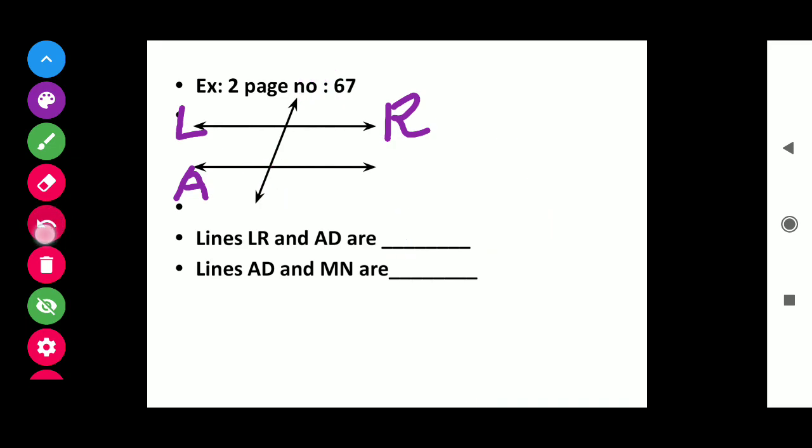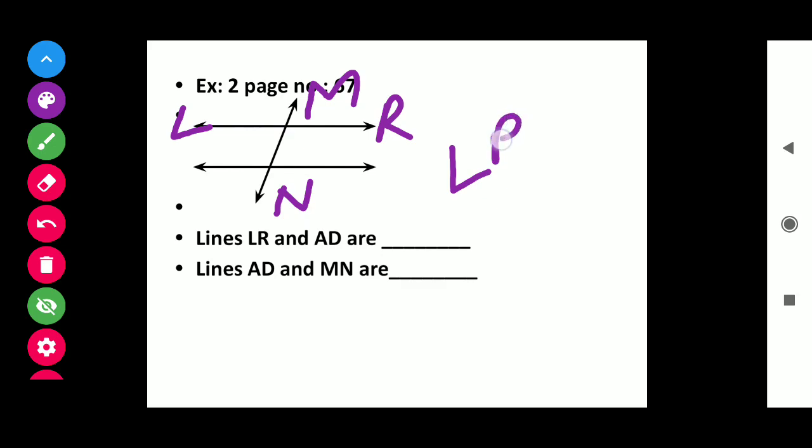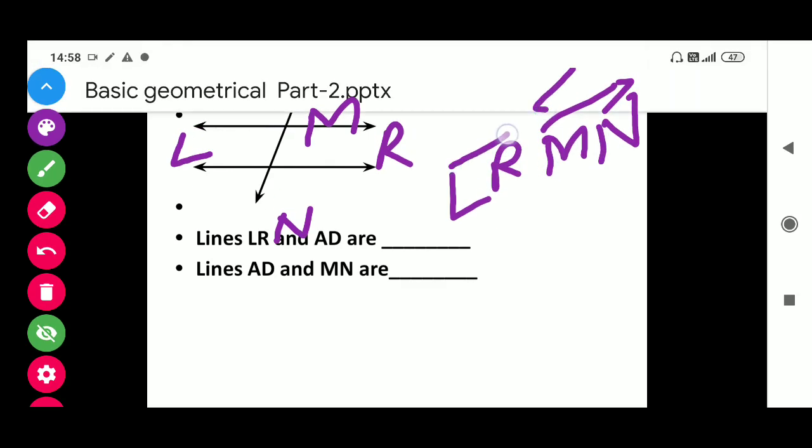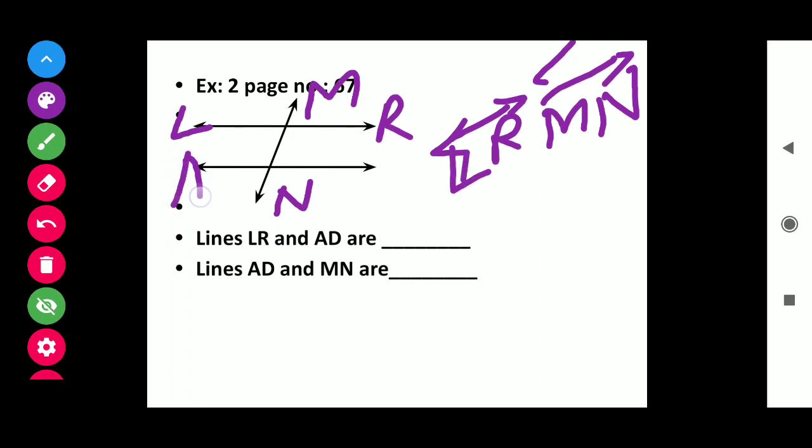Okay, one more I would like to ask you. If this one is LR and this one is MN, what is the relation between LR and MN? Same relation. LR and MN both are also intersecting, as well as AD and MN. Okay, next one we will see.